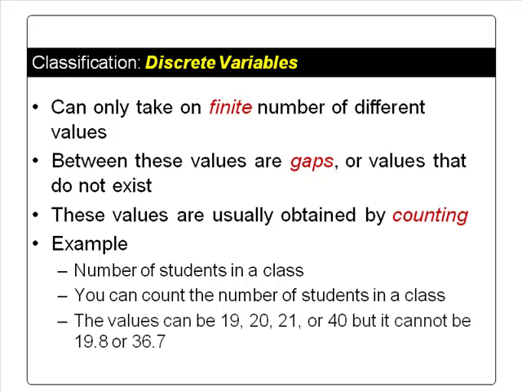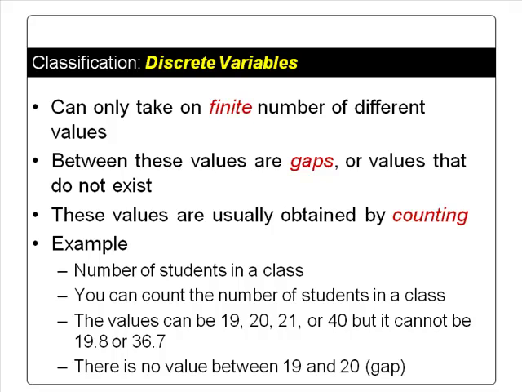The values can be 19, 20, 21, or 40. But it cannot be 19.8, or 36.7. There is no value between 19 and 20. Another example of a discrete variable is price. Any variable that involves money is discrete.